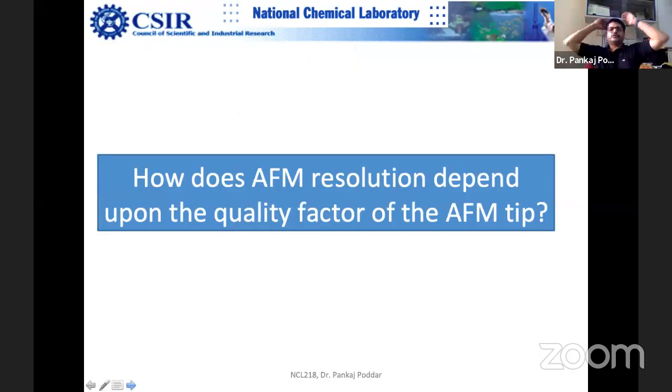How does AFM resolution depend upon the quality factor of the AFM tip? This is the last topic and quite interesting as well. As we learn about the quality factor, let me explain what the quality factor is. So let us first draw the AFM probe. The AFM probe is essentially something like this, and this is moving up and down, right?